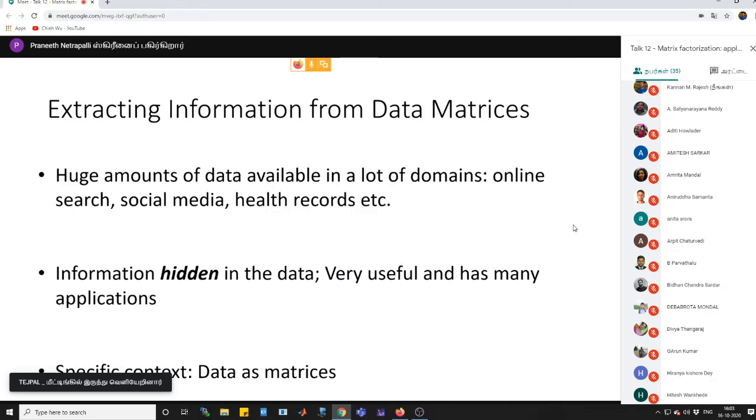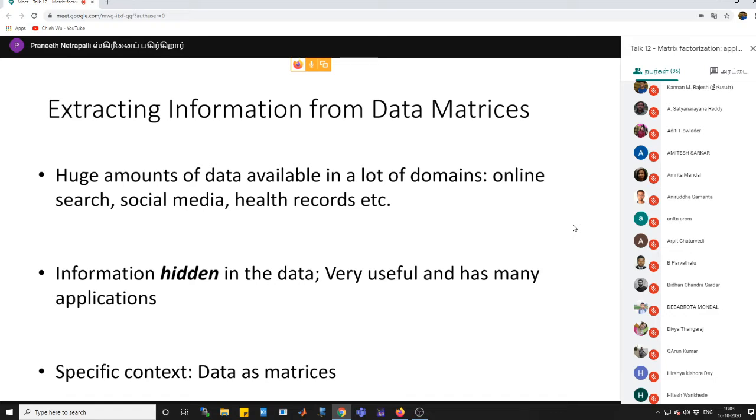So the context of this talk is that there is a lot of data which is often represented in the form of matrices. Example domains include online search, social media, health records, and so on. And the main goal is, given the large amounts of data, we would like to extract useful information from this data. And because the data is often noisy and also very large, we would like to design algorithms that can extract useful information from this data.